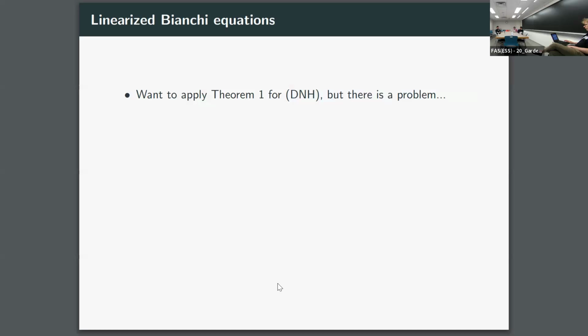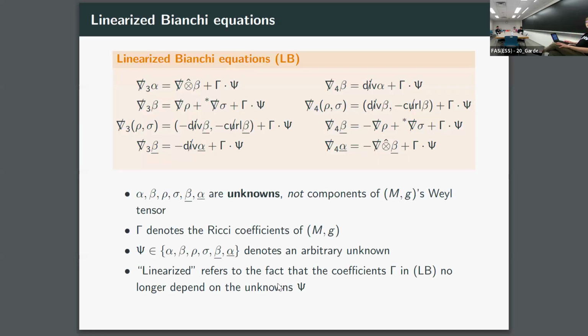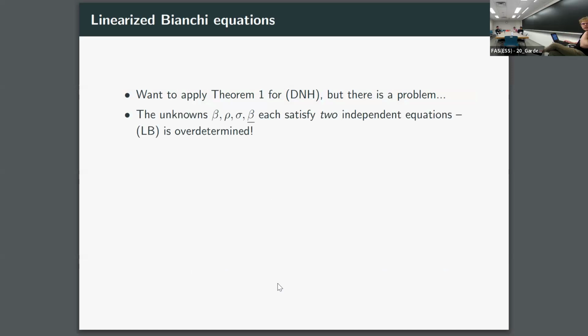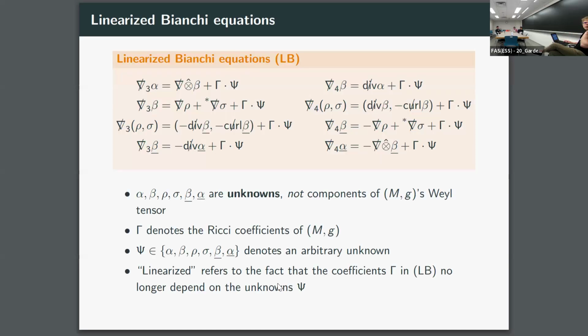Okay, and I would want to apply this theorem. Why would I give a talk with both of these very related concepts, and want to apply the theorem that I just presented? The problem is that many of the unknowns satisfy two independent equations, and so the system is overdetermined. If I go back here, on the top right I have a nabla 4 equation for beta, but then the first entry on the next line is a nabla 3 equation for beta. So which one do I choose?